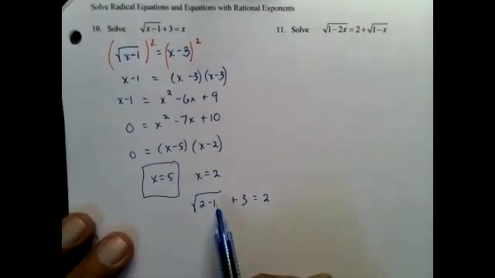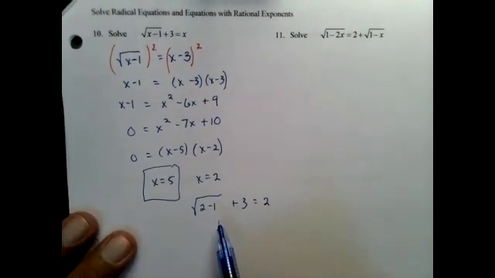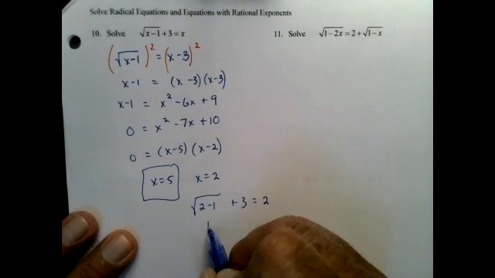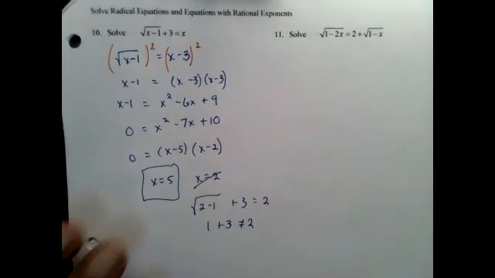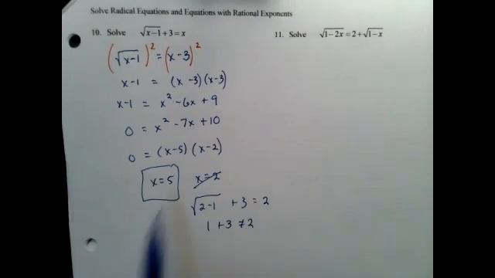Because the square root gives me a positive, both of my answers aren't going to work. This is going to become 1 plus 3, and that's not equal to 2. So that answer will not fly. Only the X equals 5.